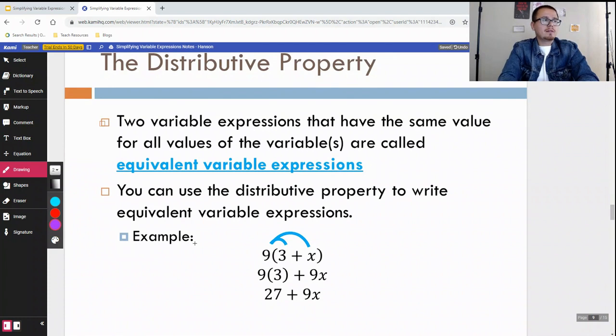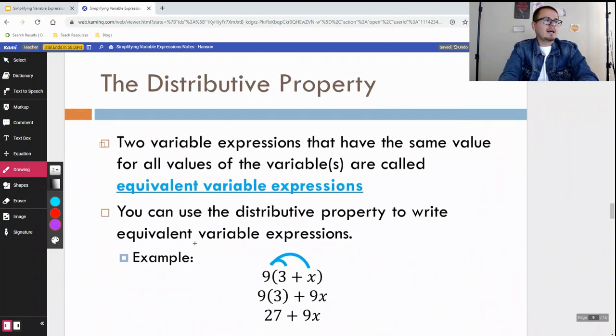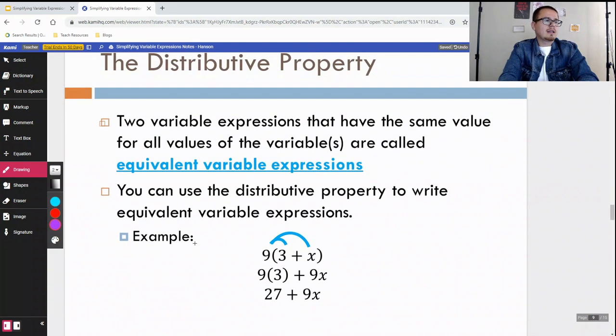Distributive property. Now, with the distributive property, all you got to do is think about multiplication. You're just going to multiply more than once. There's more than one way to write things, and that's where this whole equivalent variable expression comes from. Things that are equivalent are the same value.